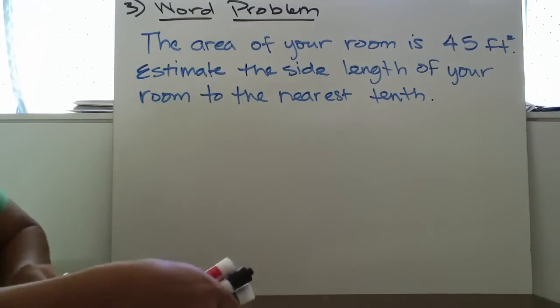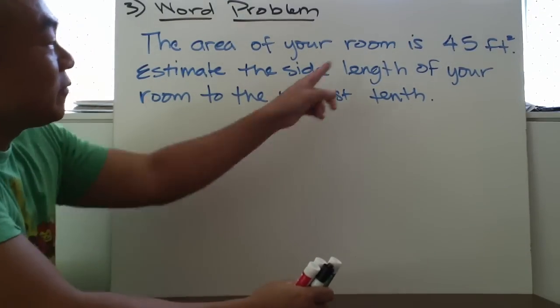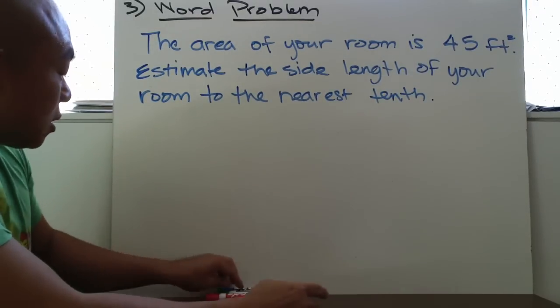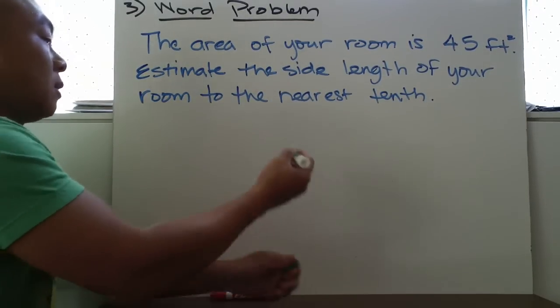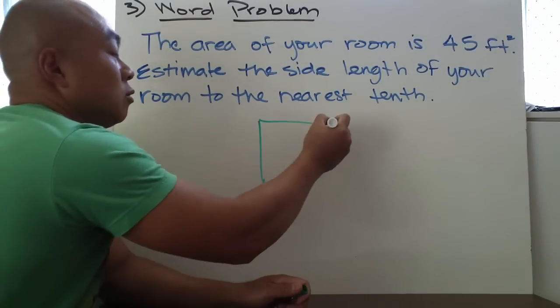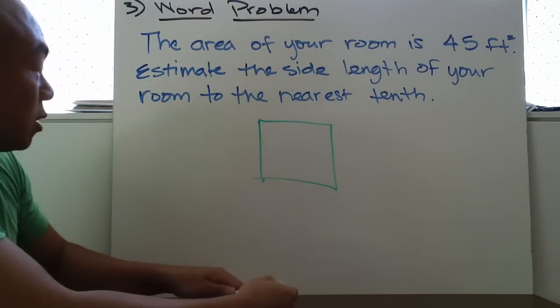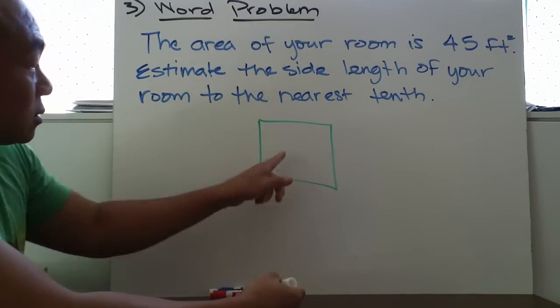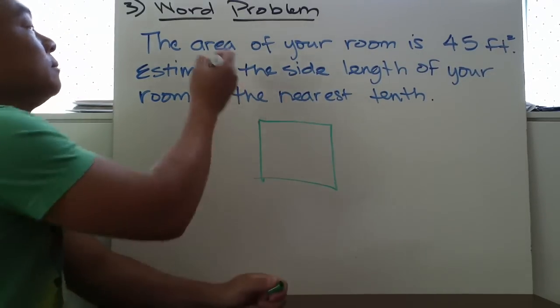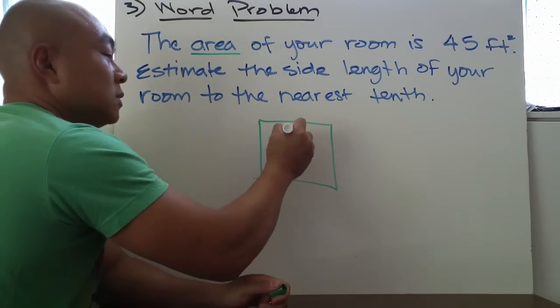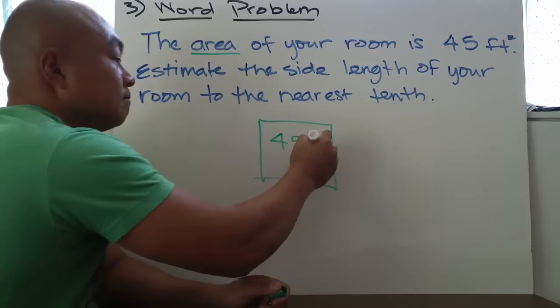Now let's do a little bit of a word problem. The area of your room is 45 feet squared. Let's go ahead and draw a room. Again, your room is square. What we want to know is, let's first of all figure this out. The area means that the entire room is 45 square feet.